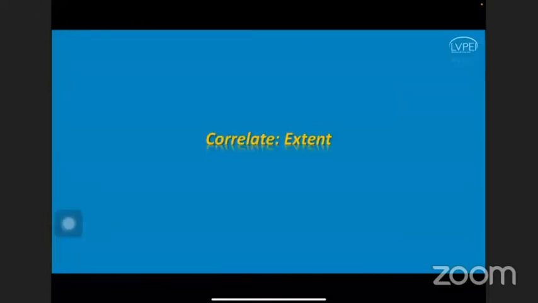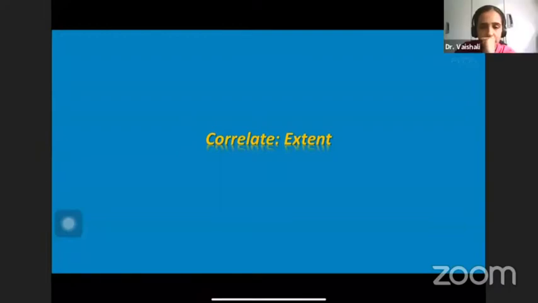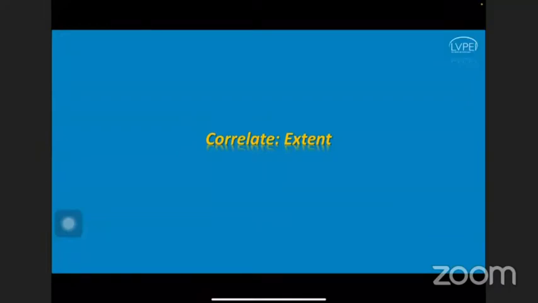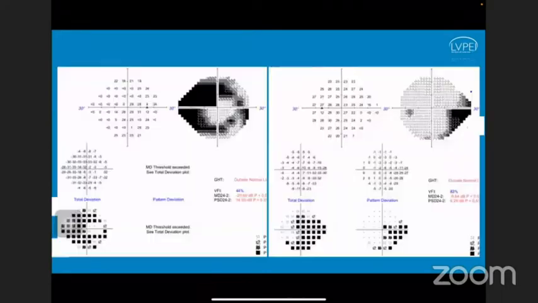It's not only the location, we also need to correlate the extent. Is the amount of defect that we see on the visual field correlating with the damage that is seen on the disc? And the best example of how you can do it is by forcing oneself to not only look at the nature of the defect, but also quantify and serialize which of the defects on the visual field are the most significant ones.